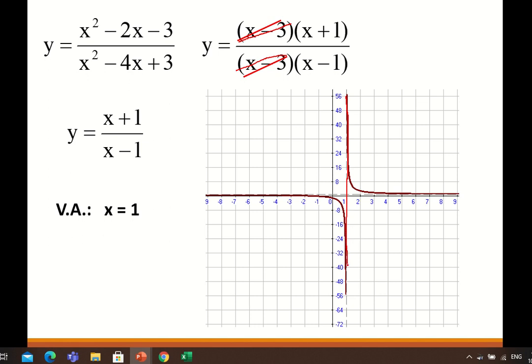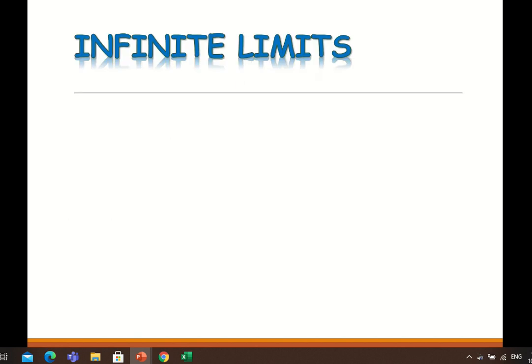So what is an asymptote, class? That is the line that the graph of a function will get closer and closer to but will never touch. Okay, but in our illustration it touches, but in reality it will never touch.